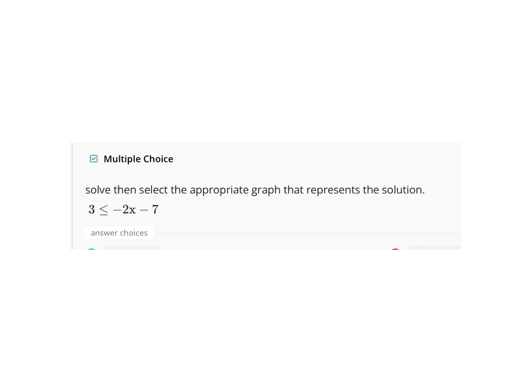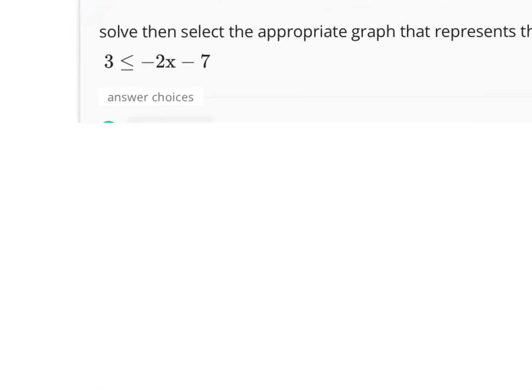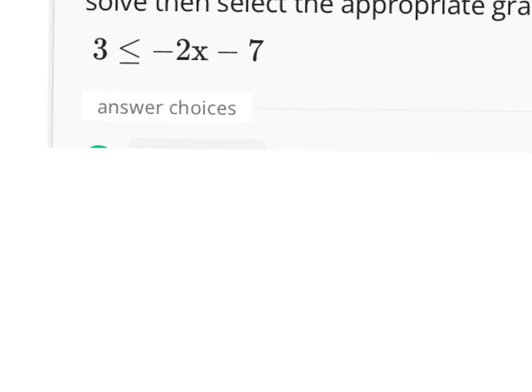Right here, we're going to be solving this inequality. It says select the appropriate graph that represents the solution. So we're going to solve it and graph it. You have x on the right side this time, so you want to get x by itself. You're going to get rid of that minus 7 first and then get rid of the multiplication of negative 2.